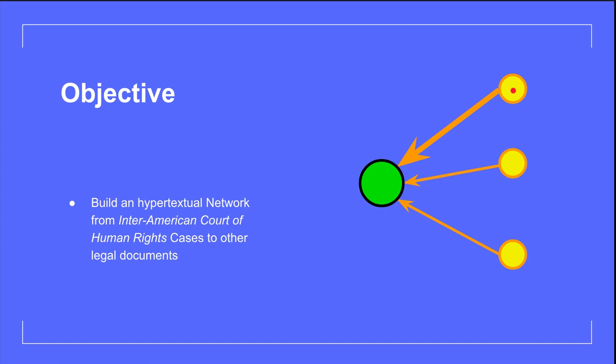We have nodes which represent the mentioned documents, and we are going to establish a link between these nodes. If this node mentions this other node, we are going to say this document is influencing the other one. And in case one document is mentioned more than the others, we are going to make a stronger link, shown by a thicker link between these two nodes.